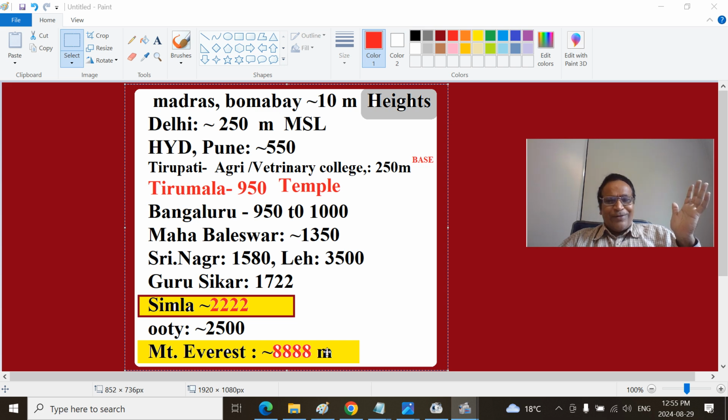So that's not a point. Simla, make it 4 times Everest. Delhi, you can very easily remember 250 meters. Delhi Ridge, maybe a little higher again. Guru Shikhar in southern Rajputana, 1722.